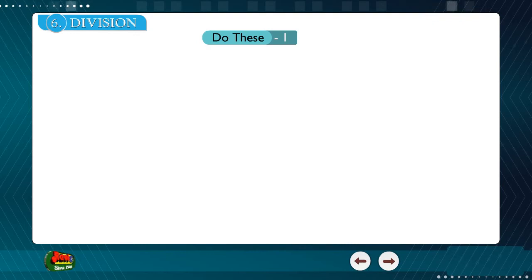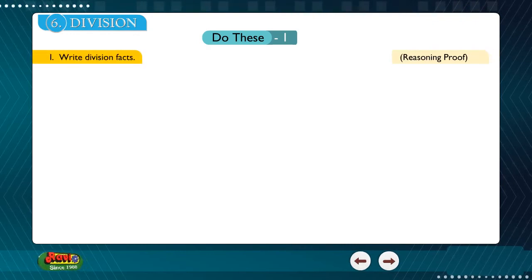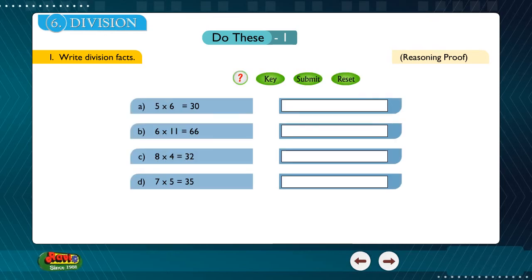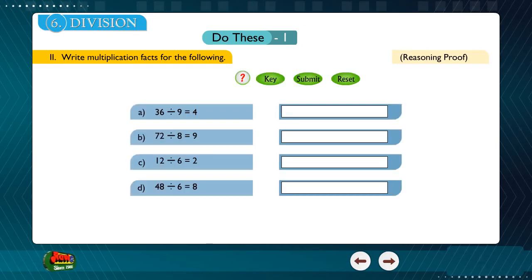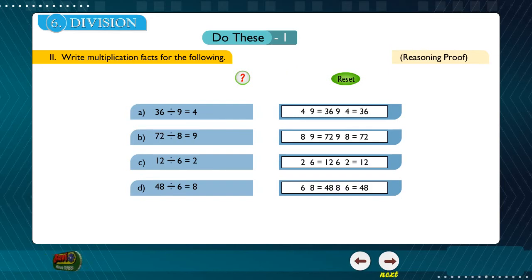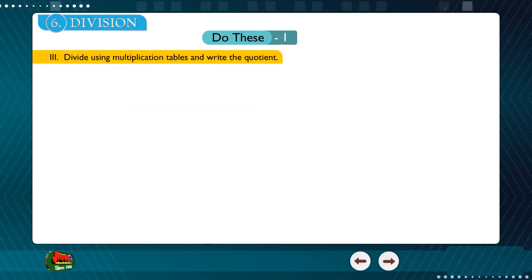Do these. 1. Reasoning proof. 1. Write division facts. 2. Write multiplication facts for the following. Reasoning proof. 3. Divide using multiplication tables and write the quotient. Problem solving.